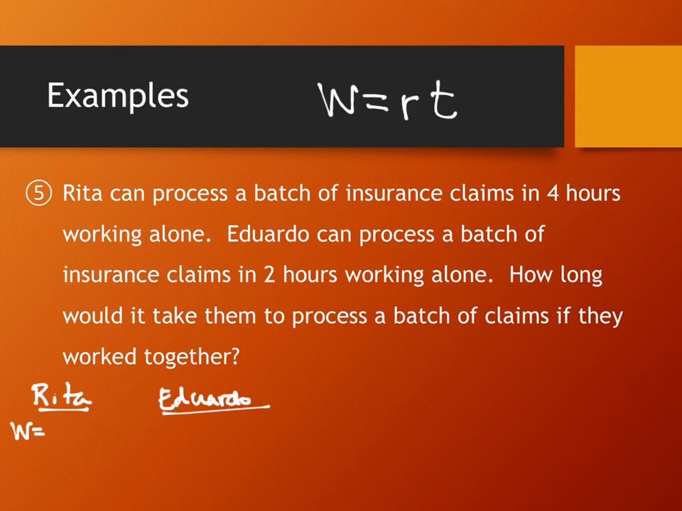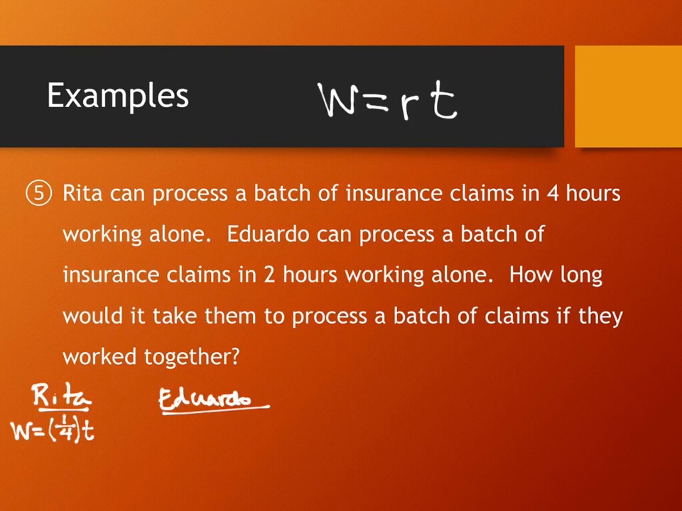Look at Rita. How long does it take her to process a batch? 4 hours, right? So what could she do in 1 hour? How much of that batch? A quarter. So that's her rate. She can accomplish one batch in 4 hours. That's 1/4 times whatever amount of time she ends up working. She's going to accomplish 1/4 of a batch per hour.